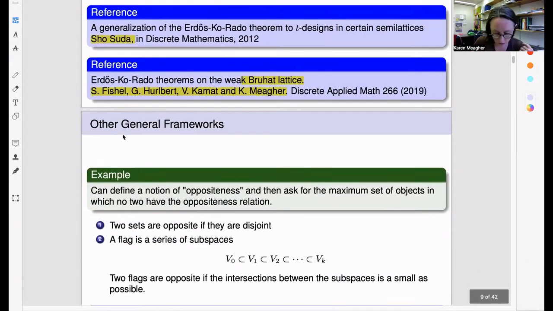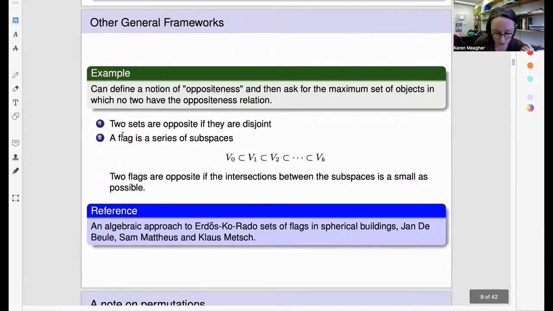We saw another relation last week with Sam Mattis's talk, where he defined a notion of oppositeness. So instead of defining intersection, you can define objects being very different or opposite, and then ask for the maximum set of objects in which no two have this oppositeness relation. So we could say two sets are opposite if they're disjoint. So we want to find the maximum set of objects so that no two are disjoint, so they'd be intersecting. The example we saw was with flags.